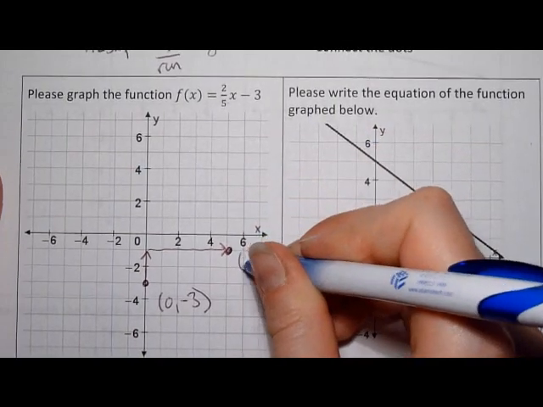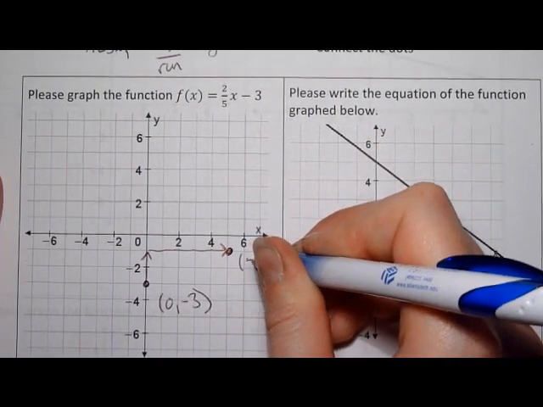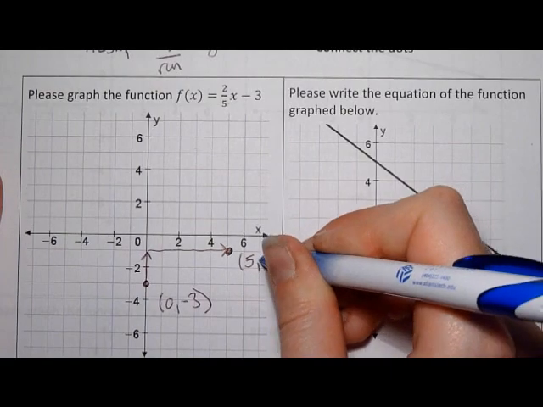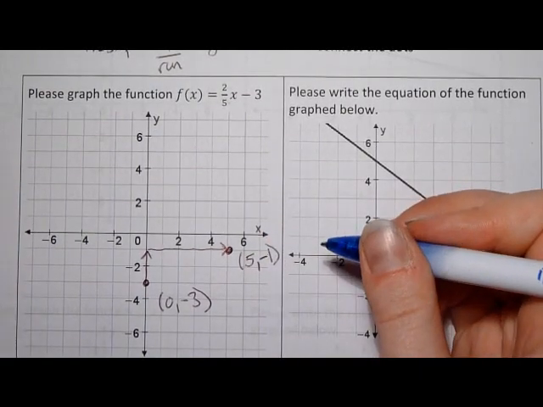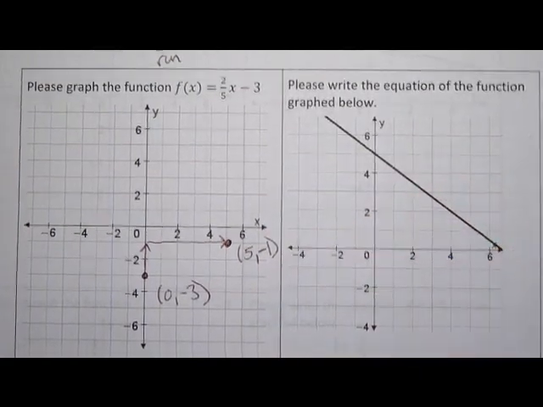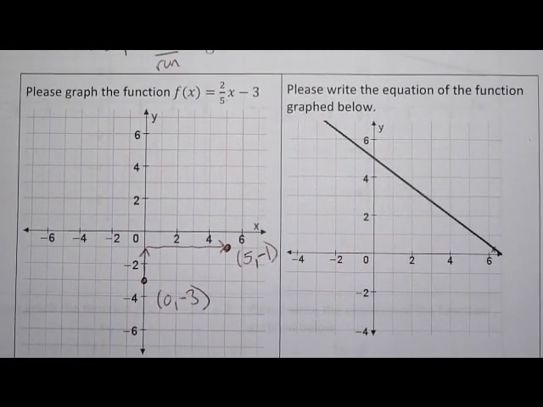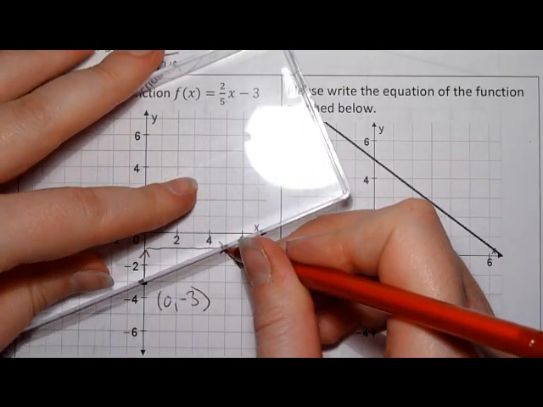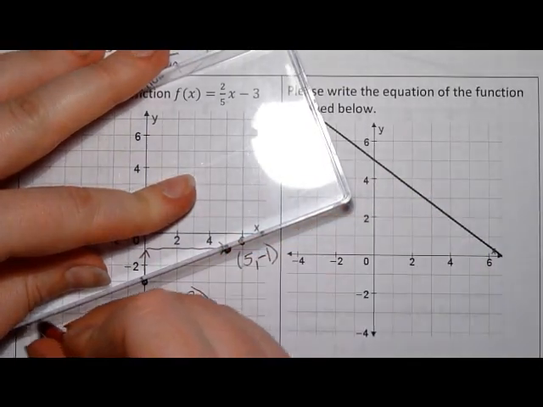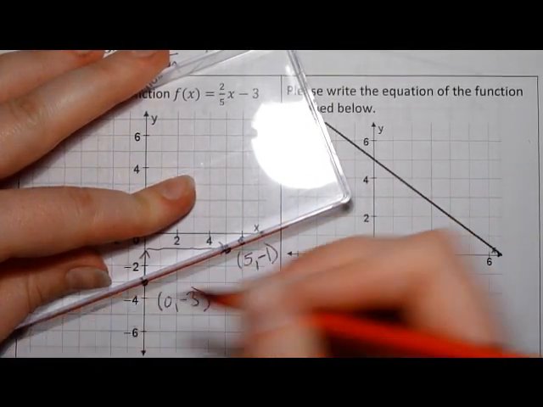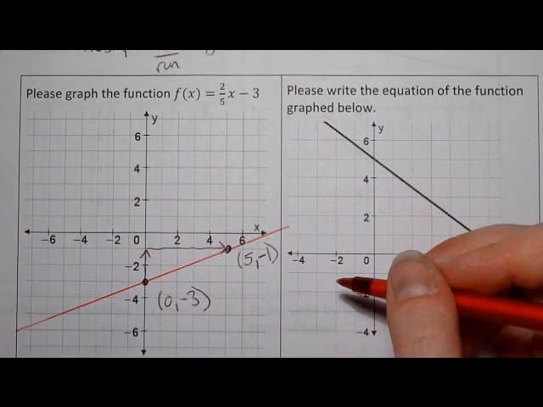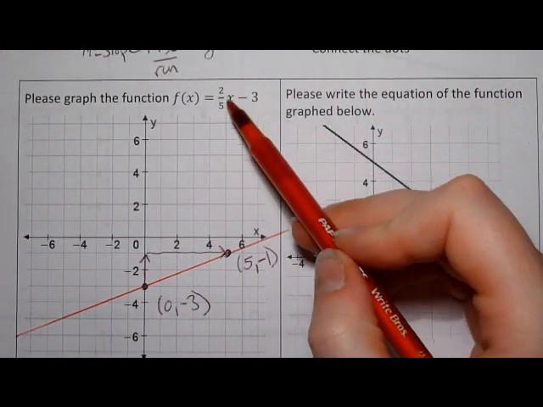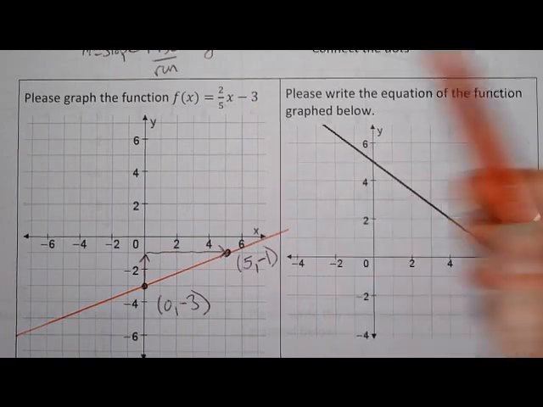This is the point 5, -1. Now if I have 2 points, I'm able to draw a line. So I go ahead and I connect the 2 points, which is the line f of x equals 2/5 x minus 3.